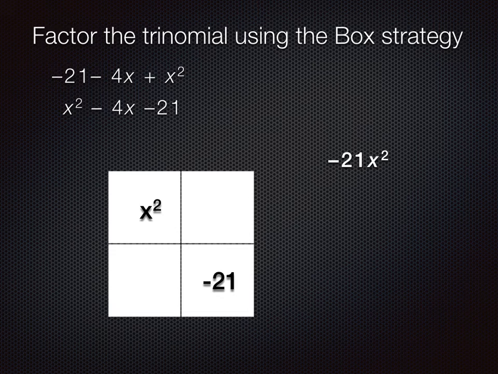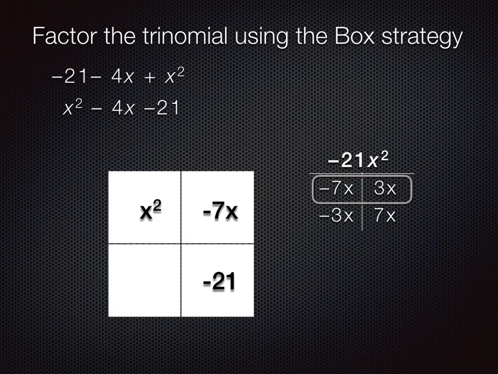And what are the factors of negative 21x squared? We know one has to be a negative and one has to be a positive. And which of those will add together to equal the middle term? So let's put those along the diagonal. And now we'll figure out what our box needs to look like. We'll take an x out of the top row, and we'll finish it off by rewriting our trinomial as x plus 3 times x minus 7.